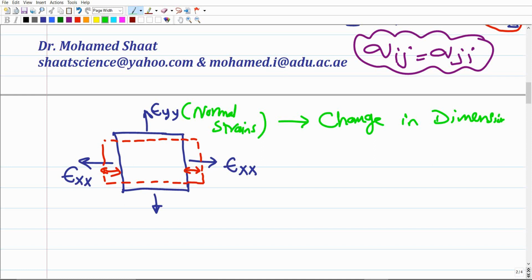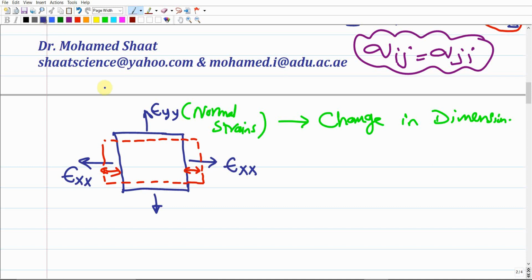Then we also discussed that the strain tensor has 6 components: epsilon xx, epsilon yy, and epsilon zz describe the change in dimensions as normal strains, but the other three components describe the change in the shape, which is why they are commonly known as the shear strains.